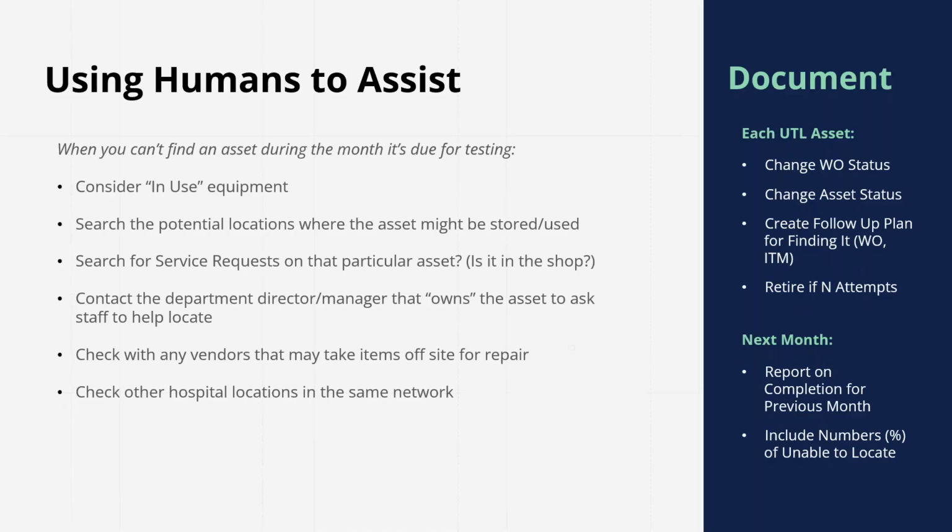And then next month, what are you doing next month? Do I need to reschedule the ITM? Do I need to create a work order for next month for that equipment that I couldn't find? How am I documenting that? If you're documenting in the notes, I looked for it.